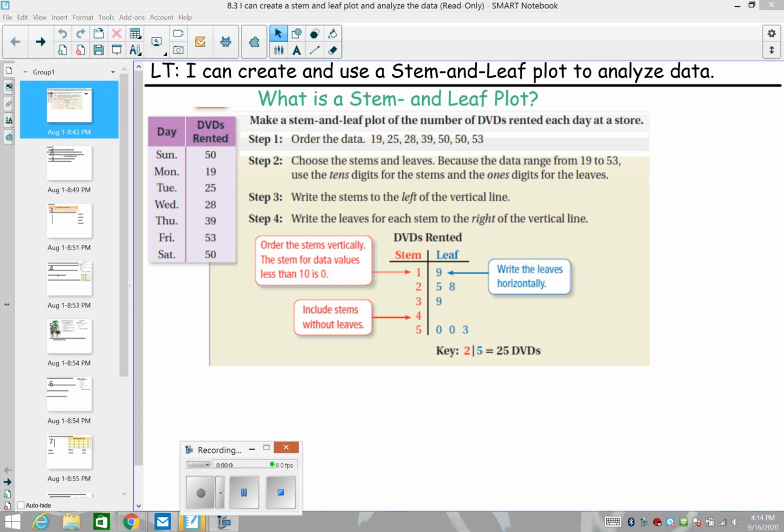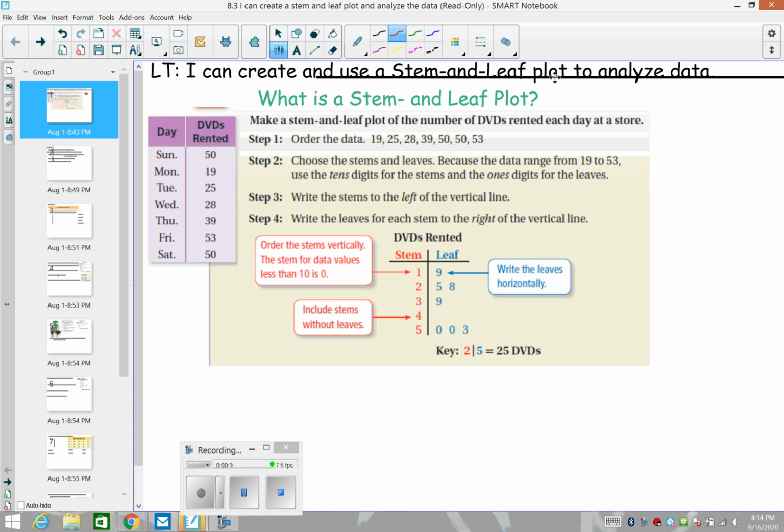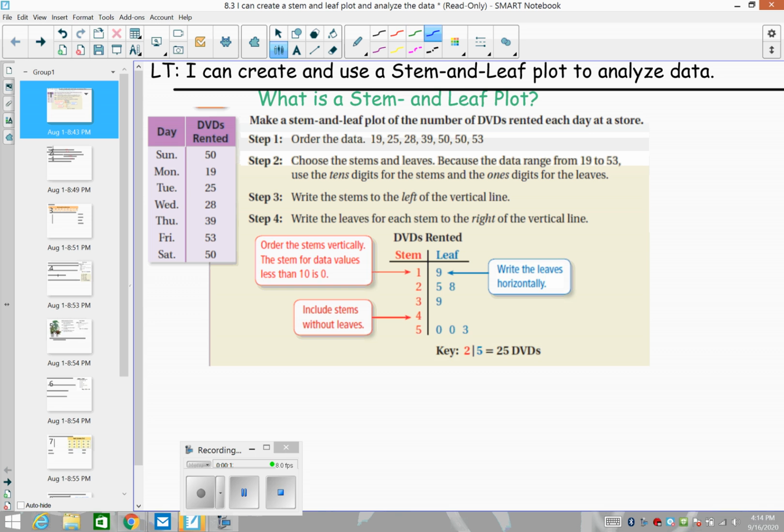Hey, math friends. So our learning target today is that I can create and use stem and leaf plots to analyze data. So what we're really talking about here is another way to display our data and then analyze it. So stem and leaf plots probably are a brand new concept for you. You probably never have heard of that before. So that will be a new topic.